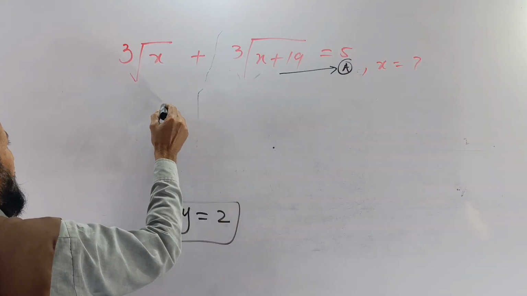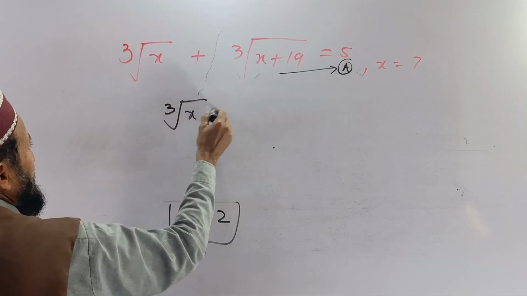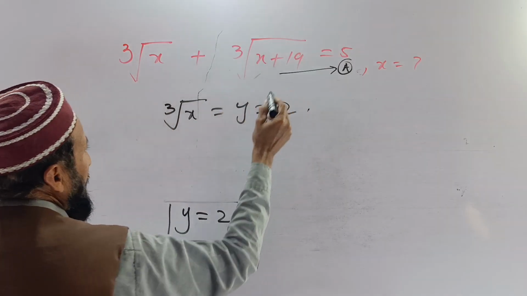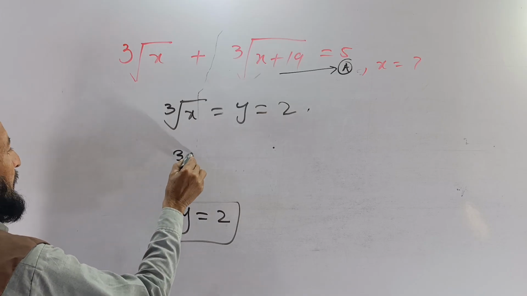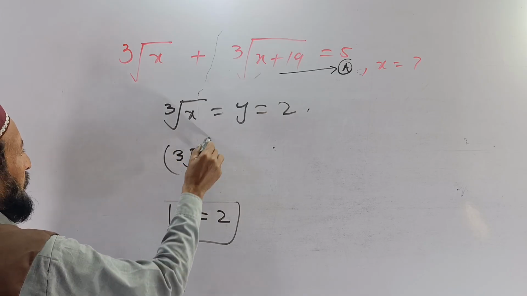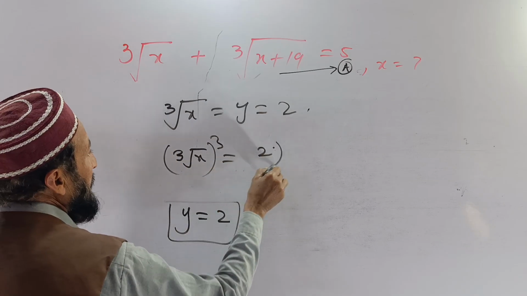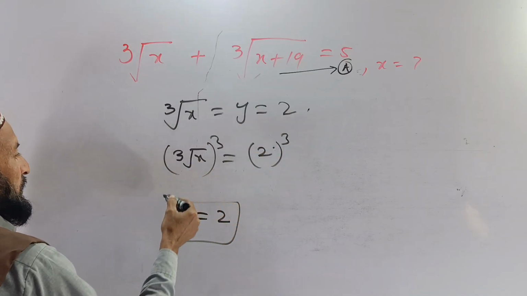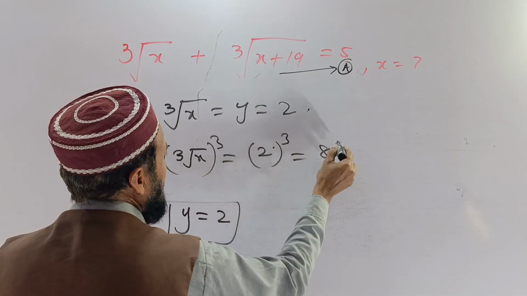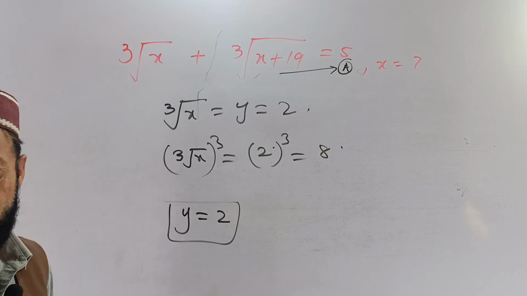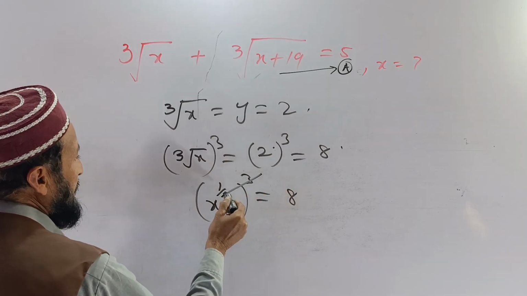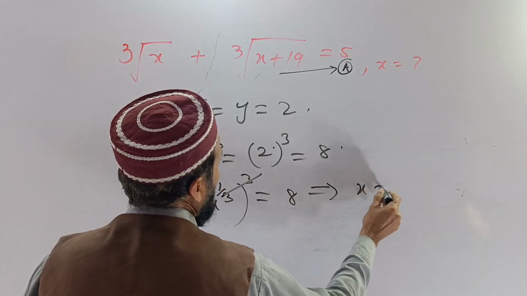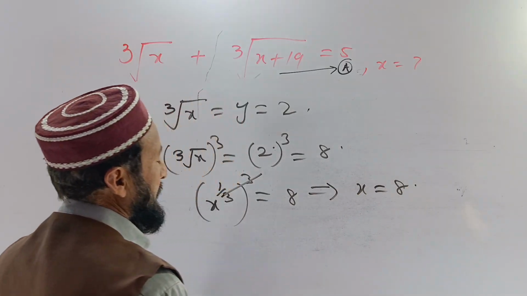But we have x to the power 1/3 equal to y, and we have found y equal to 2. So taking the cube on both sides, the cube root and cube cancel, and we get x to the 1/3 whole cube equal to 8. This is cancelled, and we get the solution x is equal to 8.